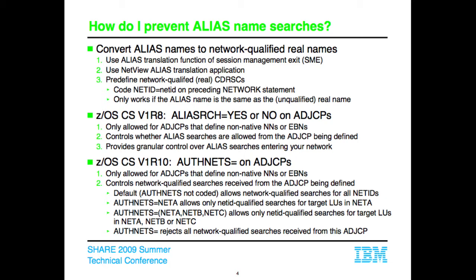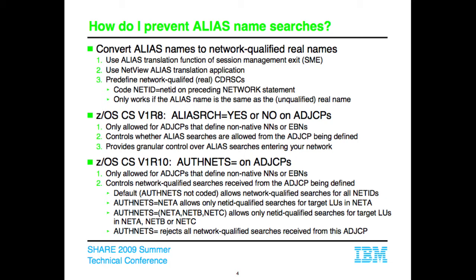If you code alias search equals no, which means I don't want to allow alias searches, then if the adjacent node tries to send an alias search into your network through this node, we will reject it immediately with a special sense code saying we're only allowed to receive network qualified names from you. And now the idea is that the adjacent customer has to make sure that he has tuned his searching correctly so that only network qualified searches make it into your network, preferably with the correct net ID.